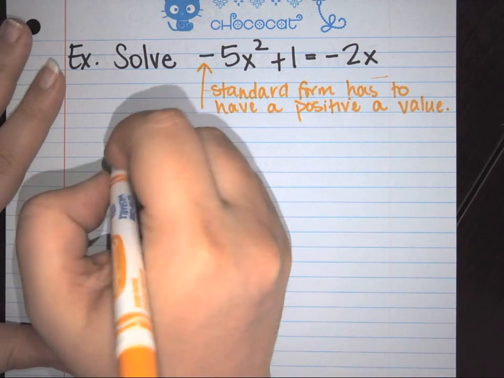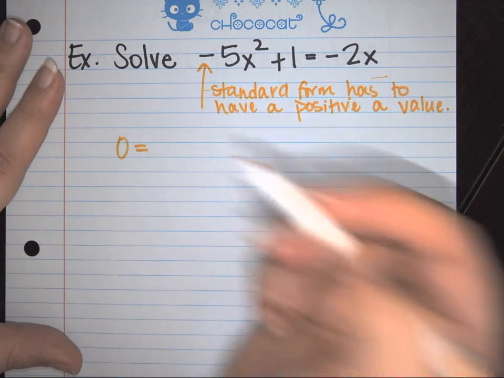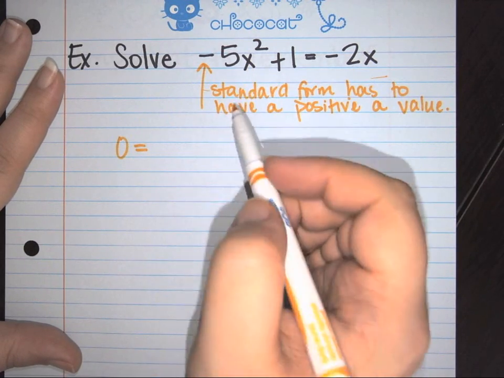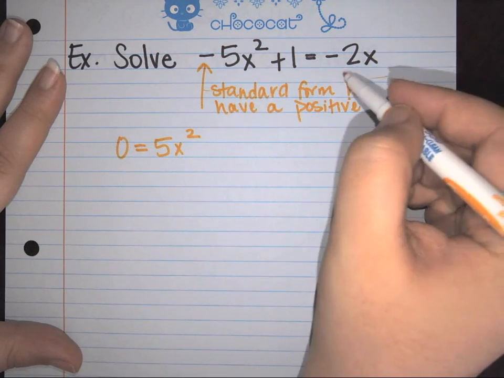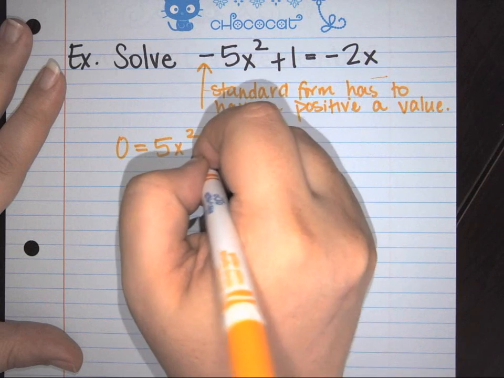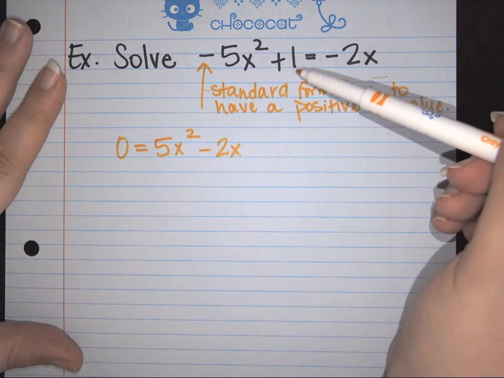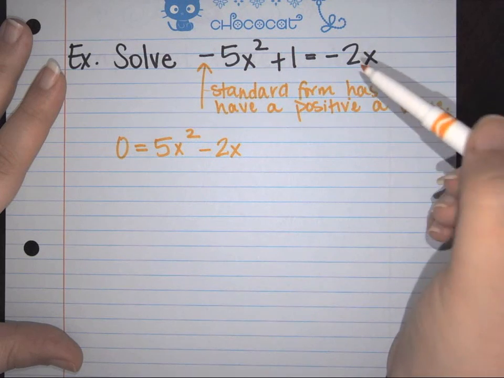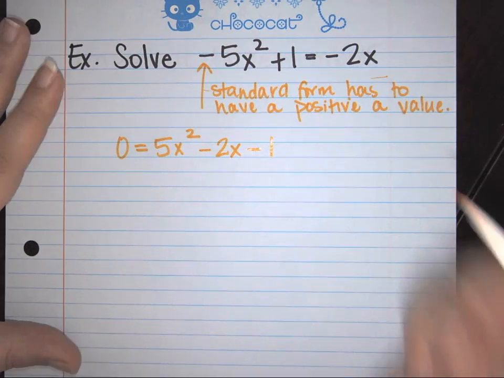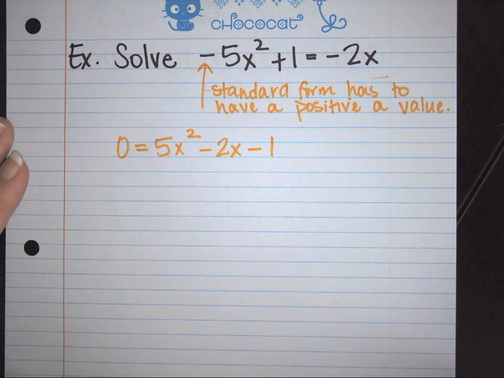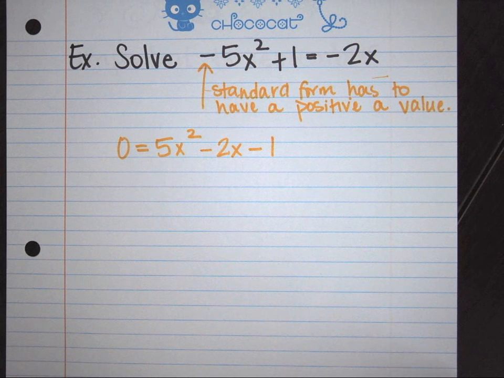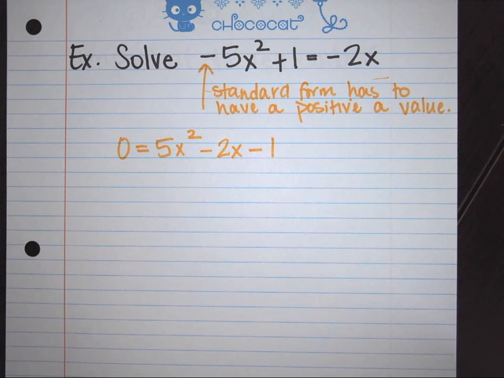So we're going to set up our standard form by saying 0 equals, this is a negative 5x, so I need to add it to both sides. So I get 5x squared. My negative 2x is going to stay, so this is minus 2x. And then my plus 1 has to now be subtracted, so this becomes minus 1. Okay, so again, remember, standard form needs to have that positive a value. And so we're going to go ahead and move everything else over so that a becomes that positive result.